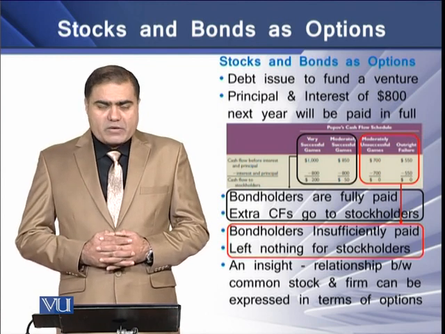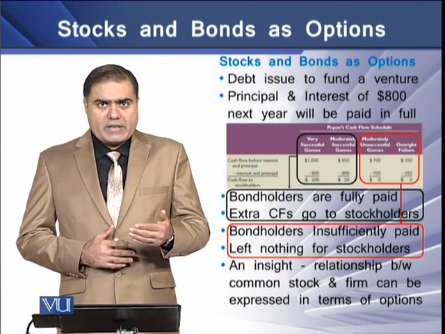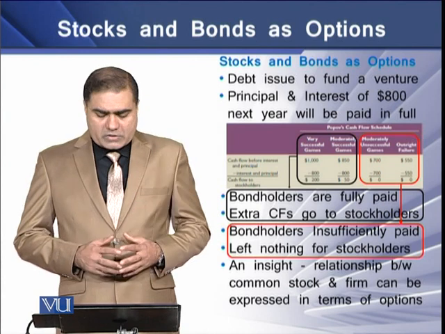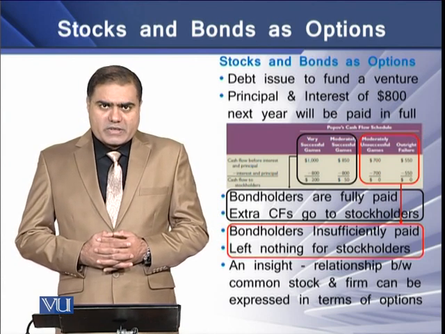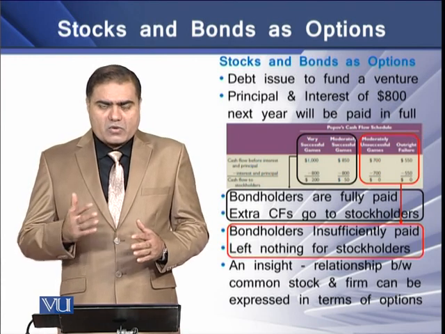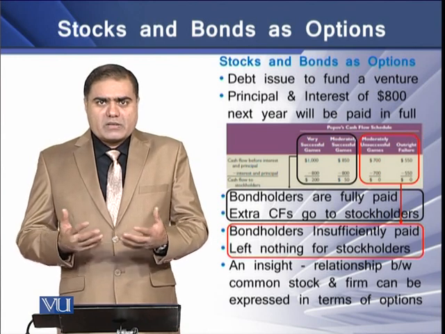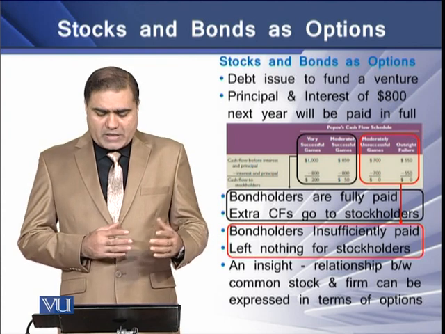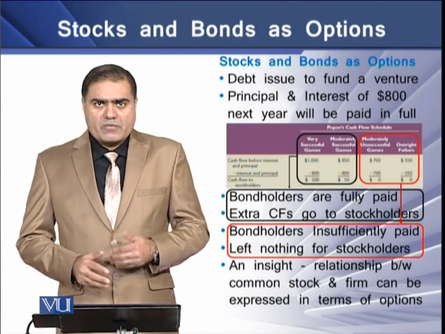In case of success, the bondholders are fully paid and the extra cash flows go towards the stockholders. But in the case of failure, bondholders are insufficiently paid. As a result, there is nothing left for the stockholders of the firm. So an insight in this case is that there is a relationship between common stock and the firm, and that relationship can be expressed in terms of options.